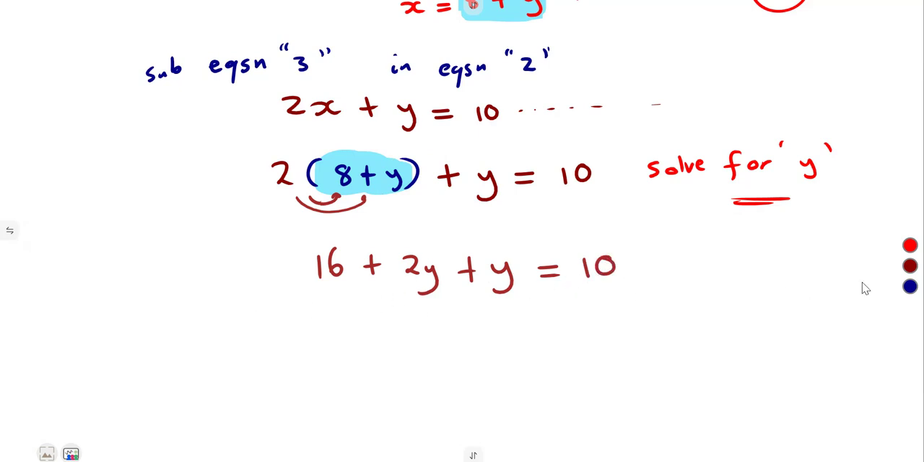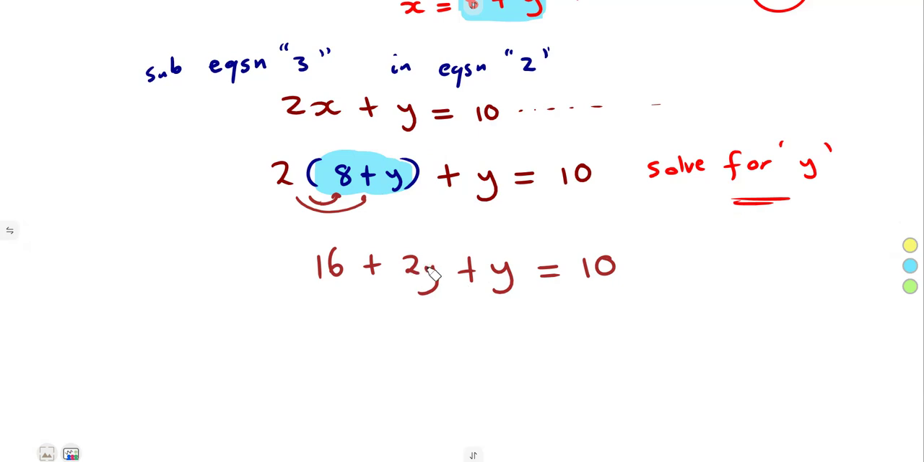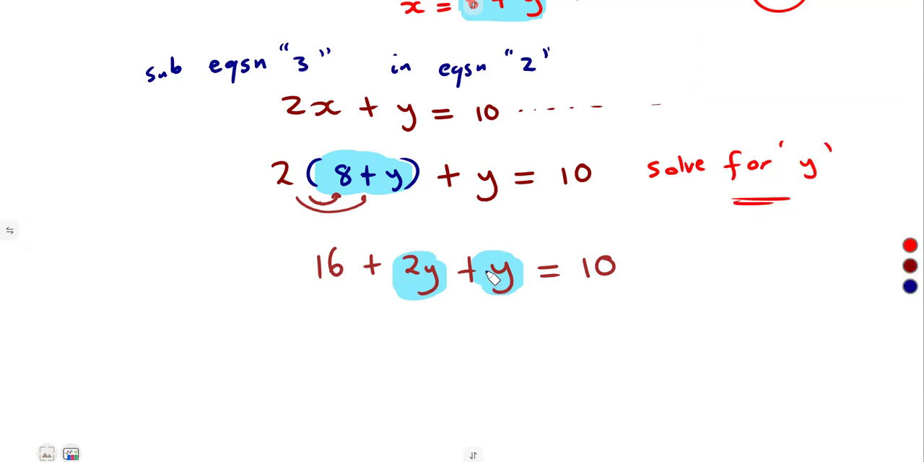As we have got this part, we can see that we've got like terms here. So let us consider the like terms. On the left-hand side of our equation, we can simply add these two: 2y plus y, which is 3y. So 16 plus 3y is equal to 10.